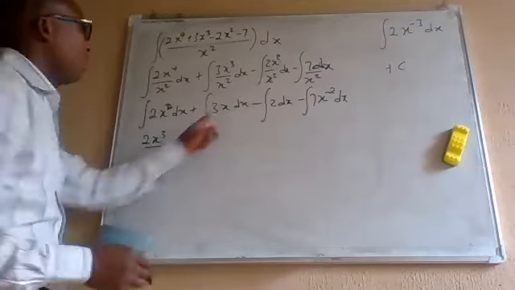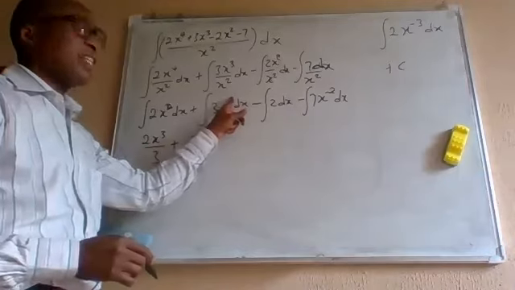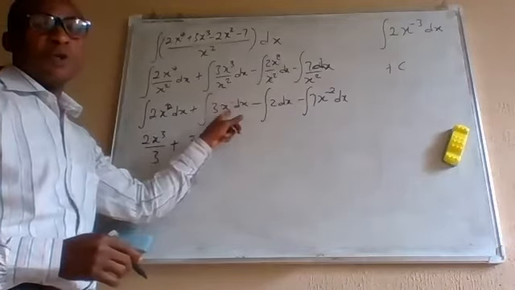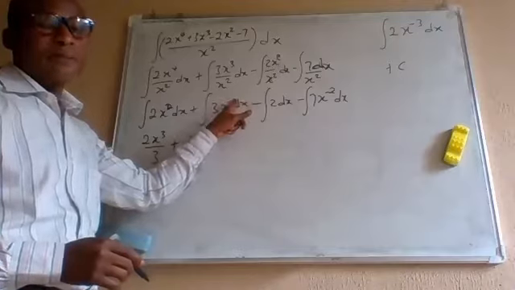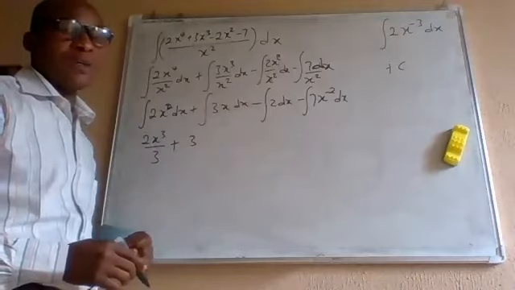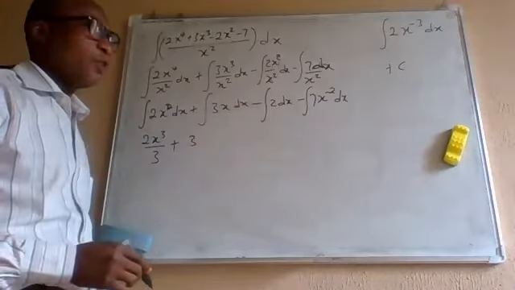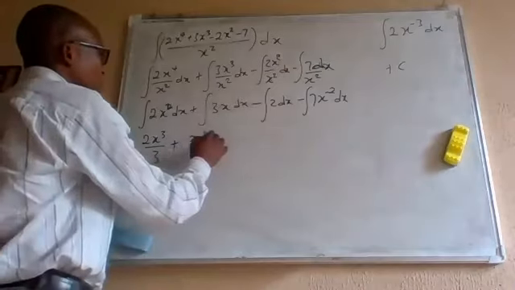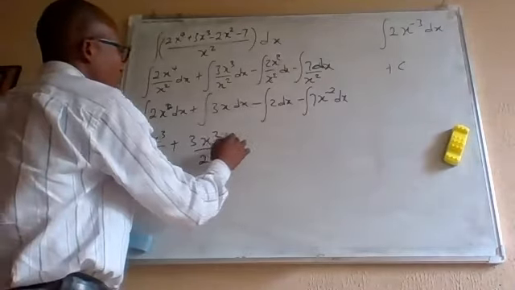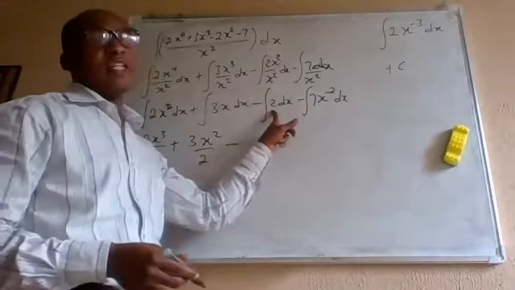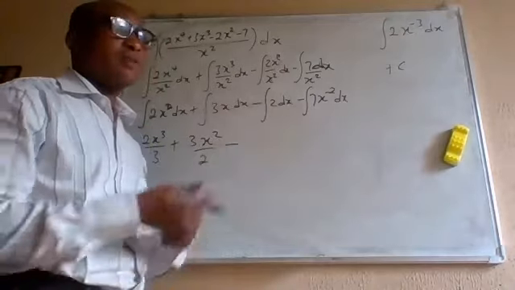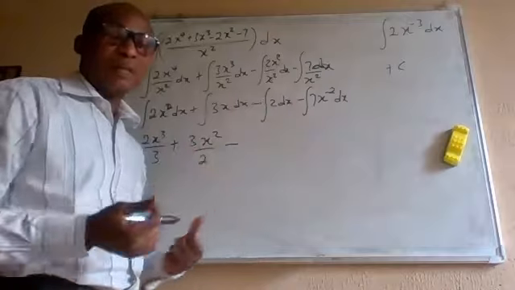Plus 3x. We assume that there is 1. This 3x can also be called 3x raised to the power 1, so we assume there is an existing 1 on that x. Then by the time you add 1 to the power, this will give you x squared over 2. Minus, I've solved something like this before, that is the integration of the constant. So it will be 2x.